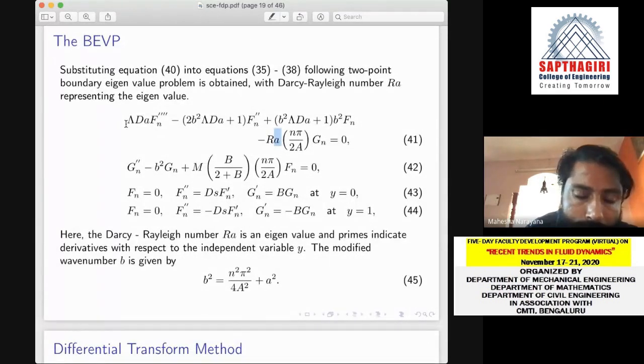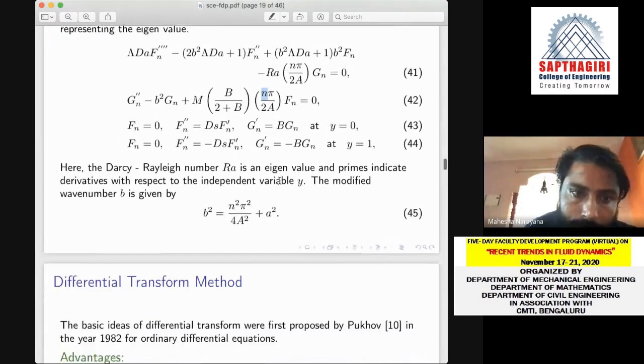I should not say basic state, fundamental mode of solution. Okay, so the fundamental mode n equal to 1, and we will know that if the system is unstable to the fundamental mode, then it will be unstable to the rest of the modes. So we don't have to consider all the modes. So we'll set n equal to 1 further.